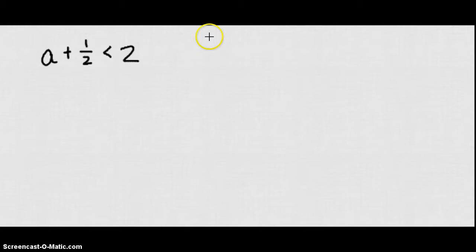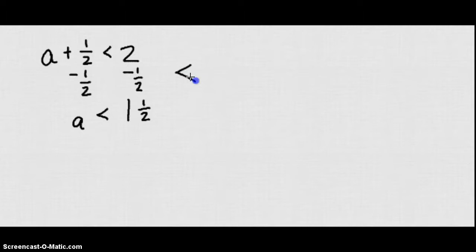Alright, so let's take a look at this inequality. A plus 1/2 is less than 2. Let's subtract 1/2 from both sides so that we get A is less than 1 1/2. If I take 2 minus 1/2, I get 1 1/2.